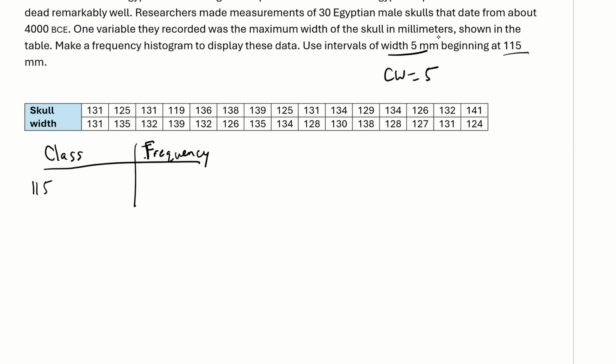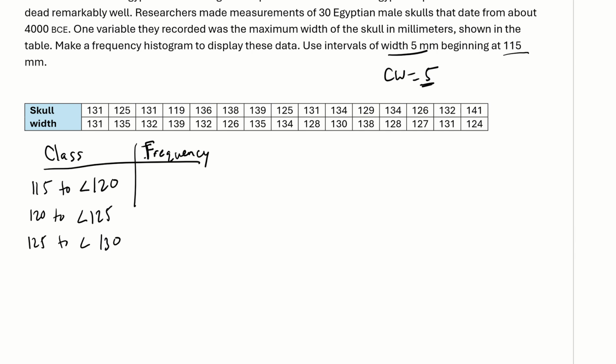So normally you would start with your smallest number, right? And your smallest number for the skulls, well, there's a lot of skull widths, but it appears to be maybe 124. No, there's a 119 there, right? So we would generally start at 119 and then go by whatever our class width is. But here they said start at 115, so that's fine. So we're going to go from 115 and add 5 to that. 115 plus 5 is 120, so 115 to less than 120. And then 120 to less than 125, 125 to less than 130.